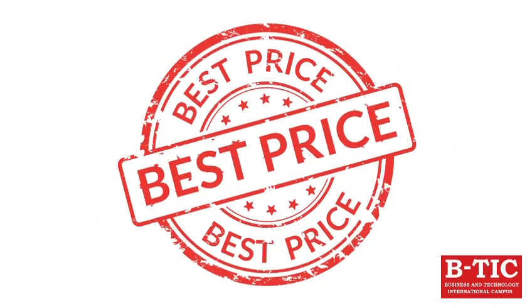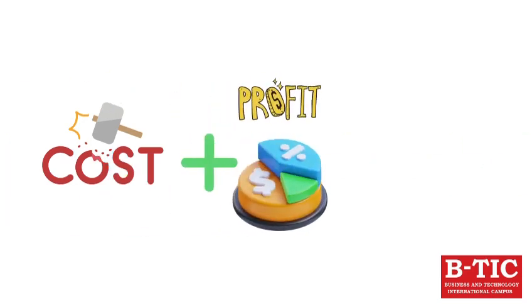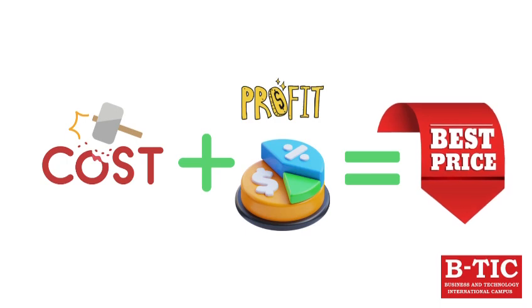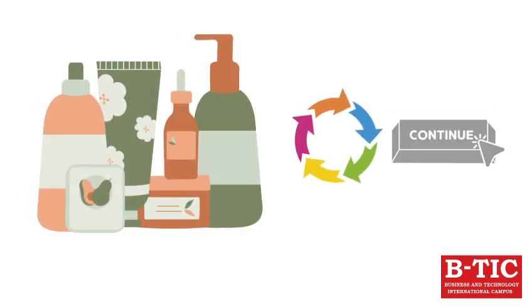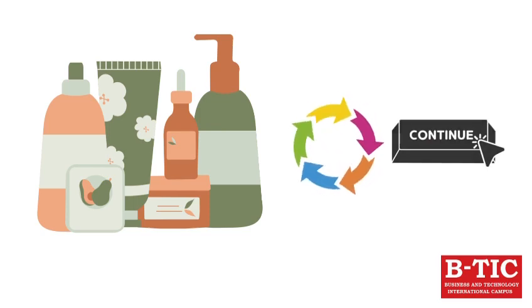The first decision is related to pricing of the product. The manager would add up the costs involved in production plus the profit margin to decide the best price to sell the product. The second decision is whether to continue or discontinue a product. If the product sales are good, the best decision is to continue the product.